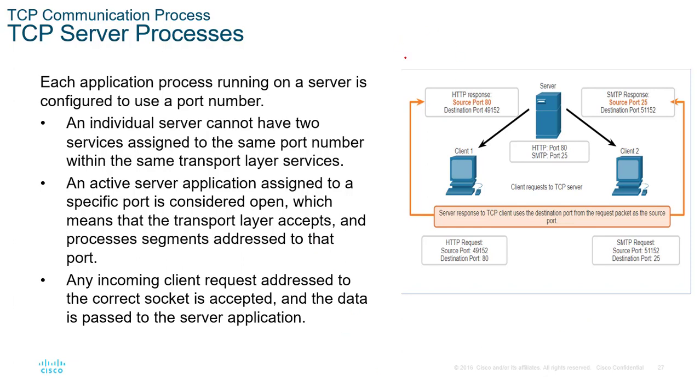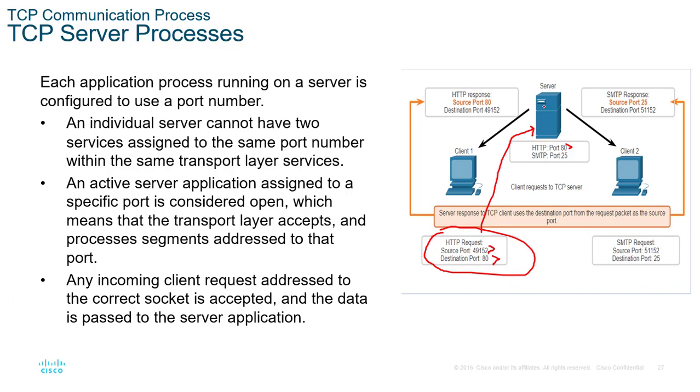So we see here with the TCP server processes, we have multiple clients making requests to the server. You see here we have client 1 making an HTTP request to the server, and it's identifying the random port number here as 49152. It's sending an HTTP request to the server on port 80. So this request goes up to the server and is received on port 80.